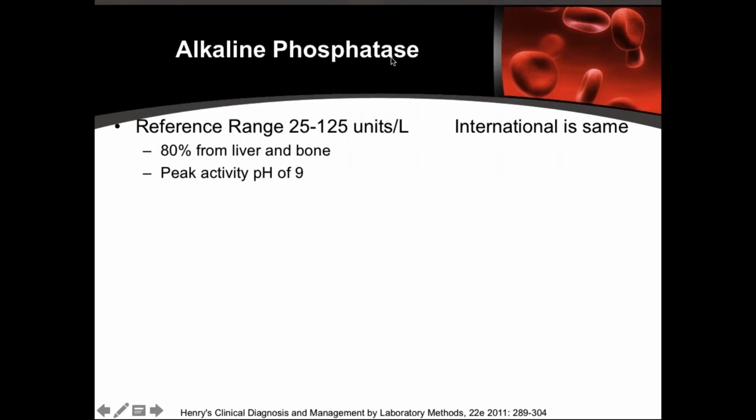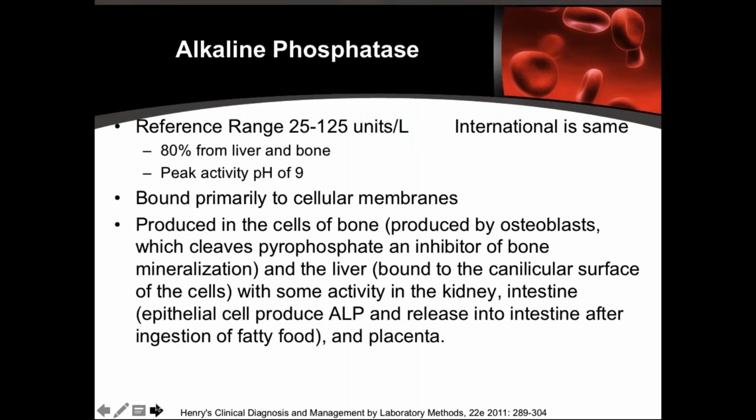So now let's talk about alkaline phosphatase. The majority of it, it ends in ASE. What does that tell you? It's an enzyme. The majority of this enzyme is going to be from activity in the liver or the bone, bound primarily to cellular membranes.